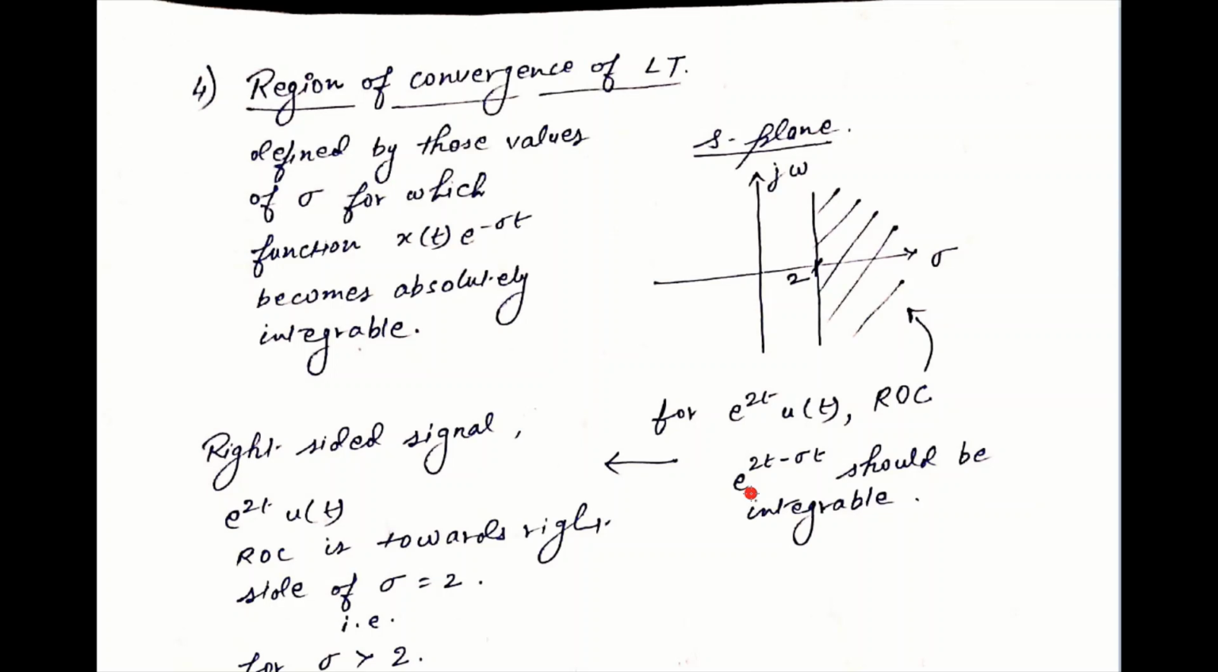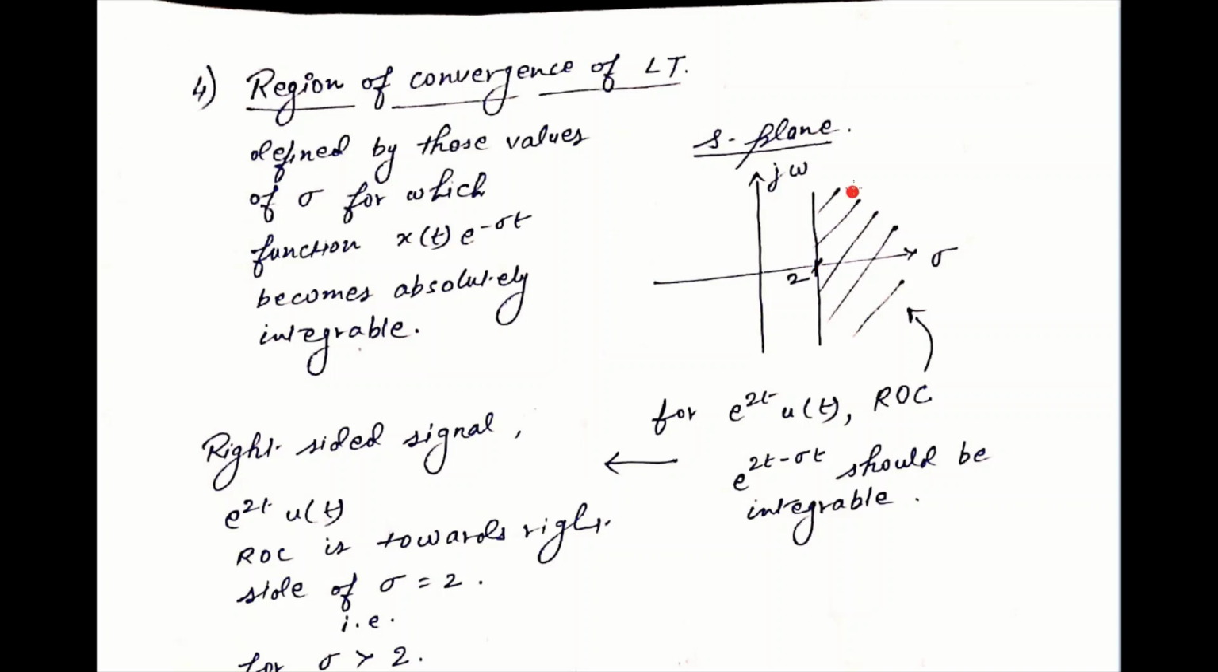And since our time limit is from 0 to infinity, because this is a u(t) function, from t equal to 0 to t equal to infinity, if you integrate e raised to the power t, it won't be integrable, it becomes infinity. So we don't want that. We want this whole function to remain a decreasing sort of function. For that, sigma has to be greater than 2. Here all these values of sigma are greater than 2.